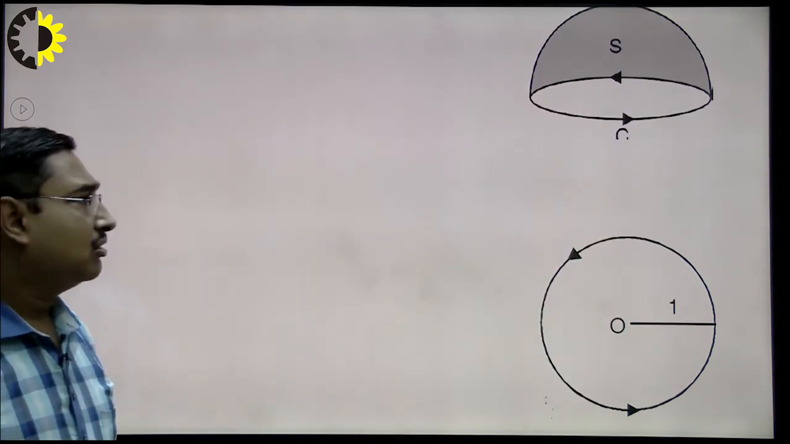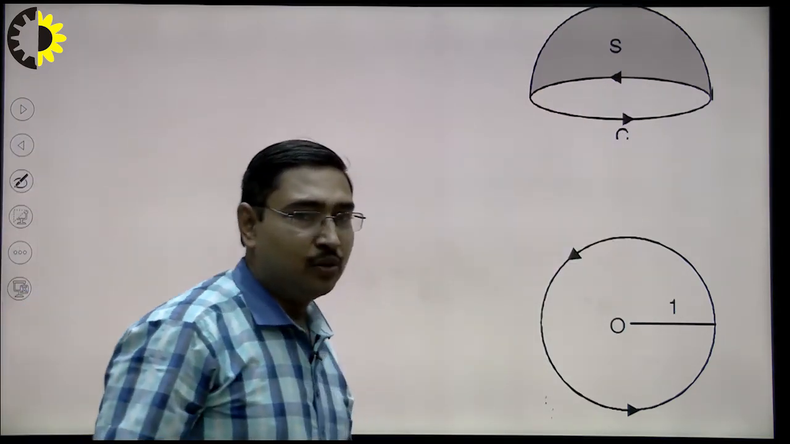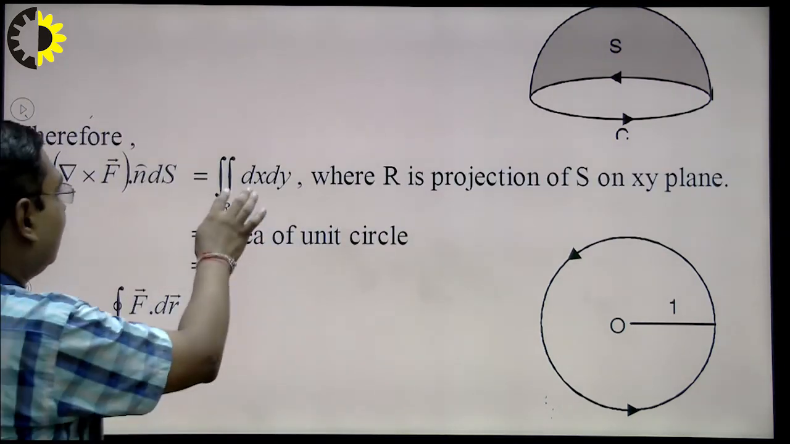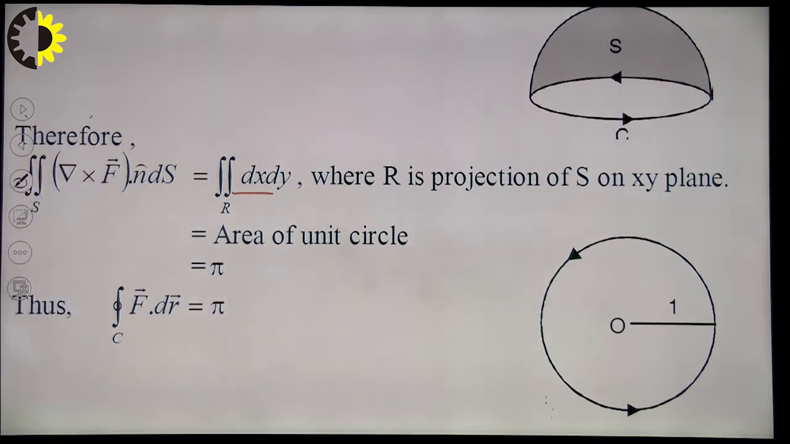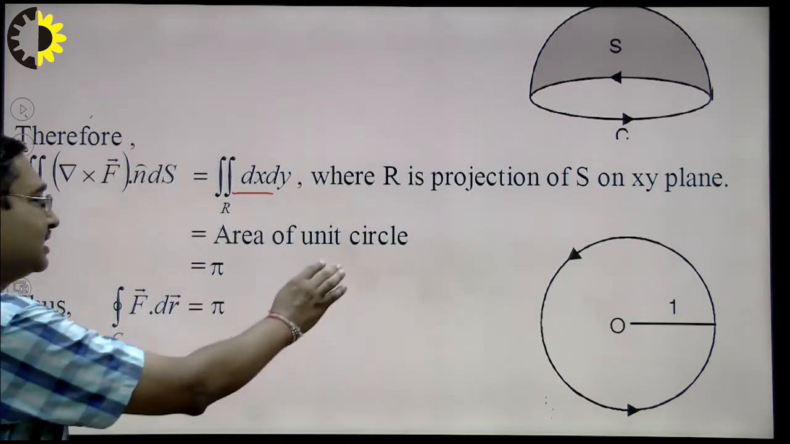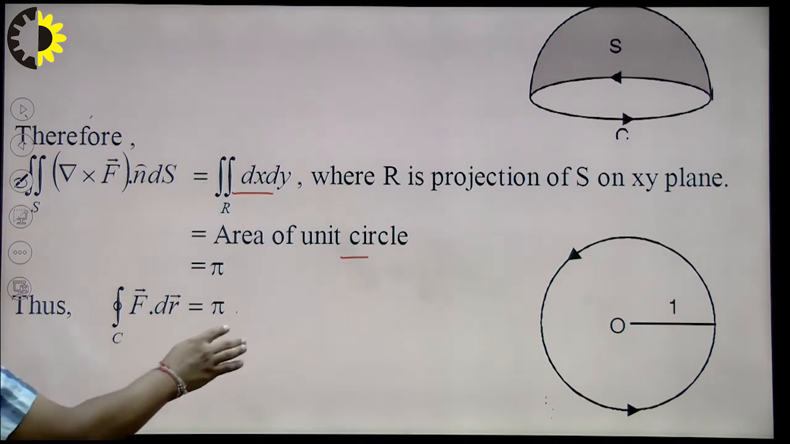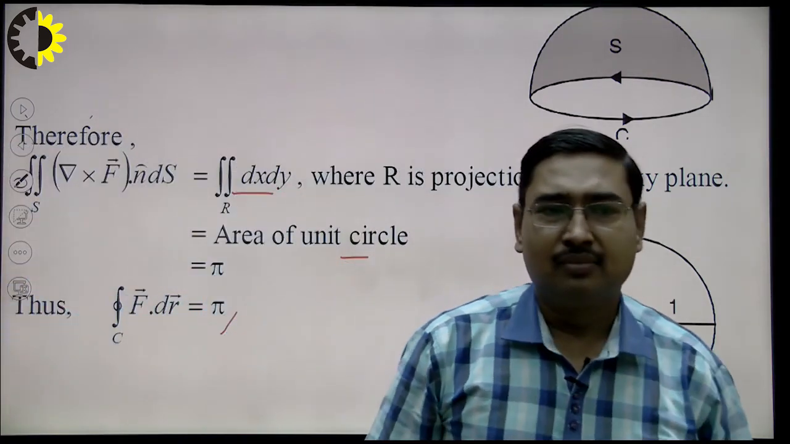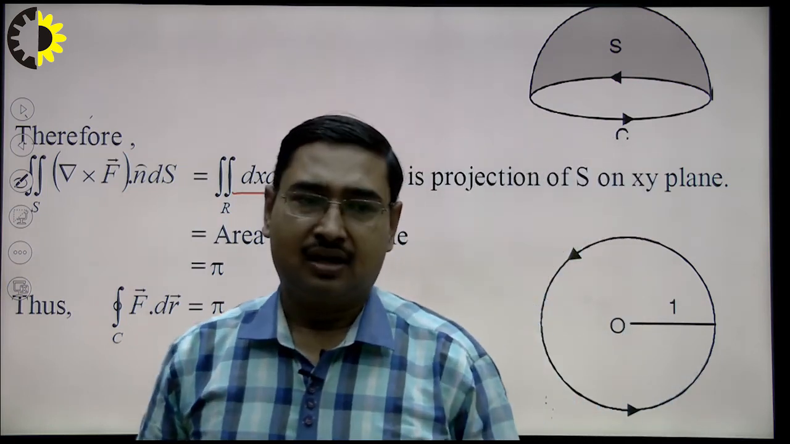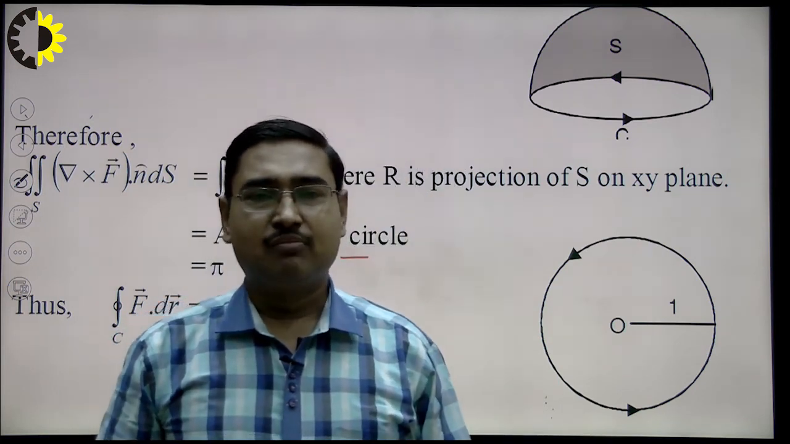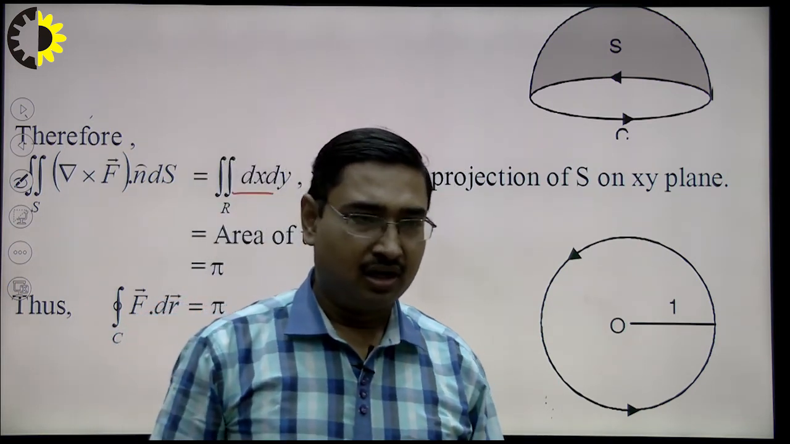Now this was our surface. Its projection or shadow on the xy plane will be used to find the limits of the double integral, because this double integral has 1 as an integrand, so its value will be the area of this region R. It means it is the area of the unit circle, and the value of the integral is simply pi. With this example, we have finished our last topic, Stokes theorem. With this topic, this module on vector calculus is over now.